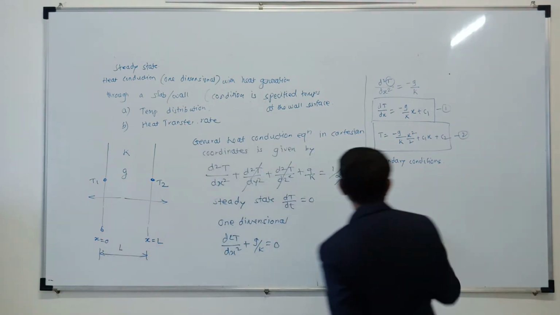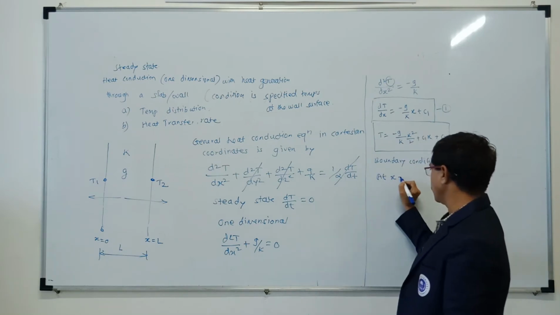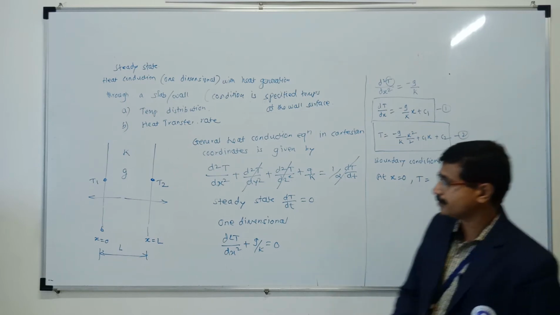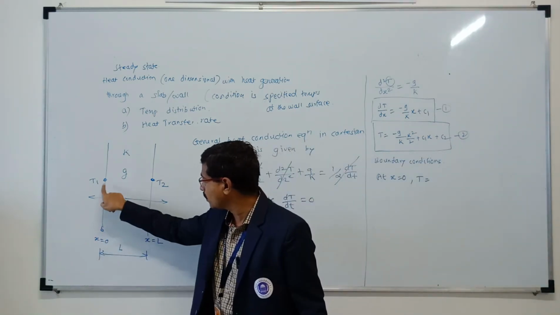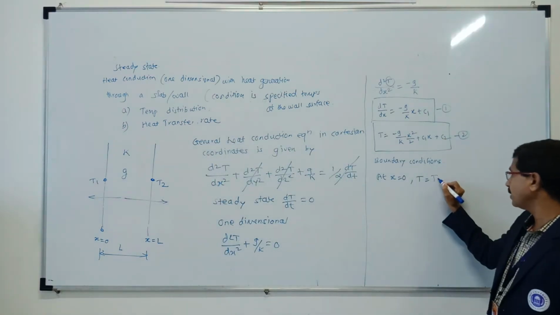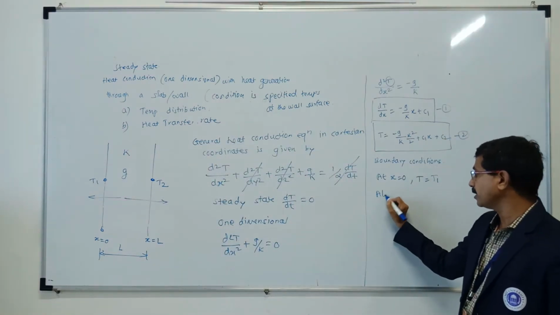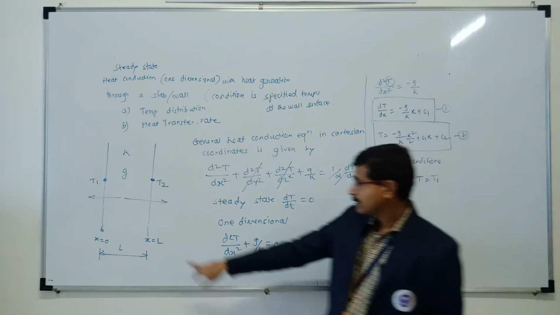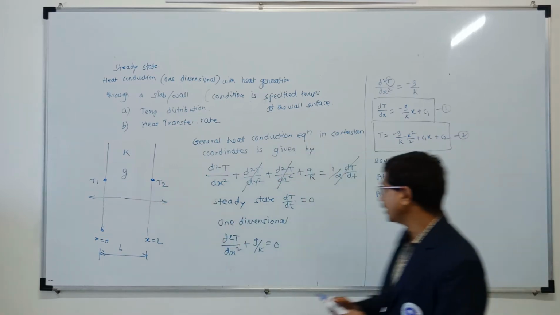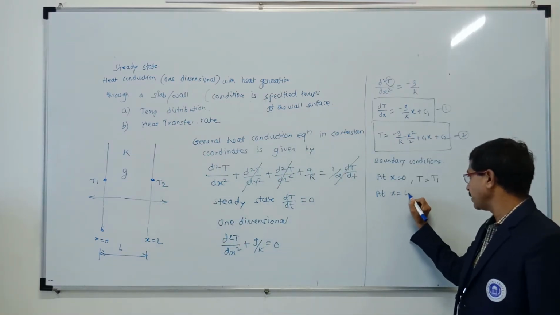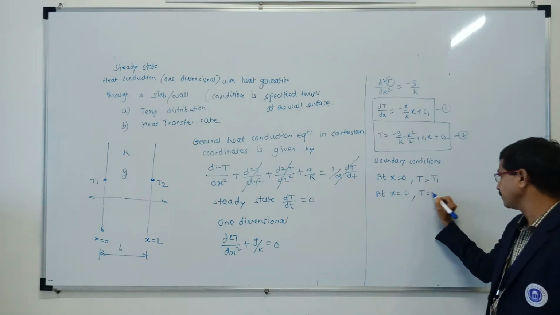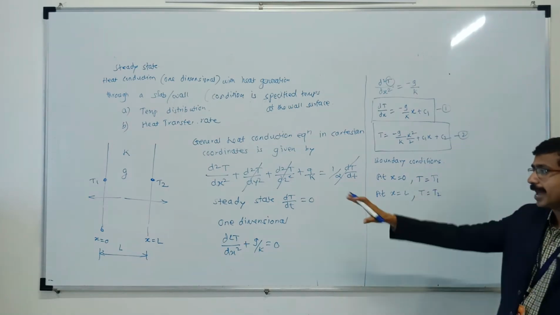On the left face, at x is equal to 0, what is the temperature? Please tell me. At x is equal to 0, T becomes T1. Temperature on the left face is T1. And what is the right hand side boundary condition? At the right face, at x is equal to capital L, T is T2. Capital L is the thickness of the slab. At x is equal to L, T is T2, as per the figure.